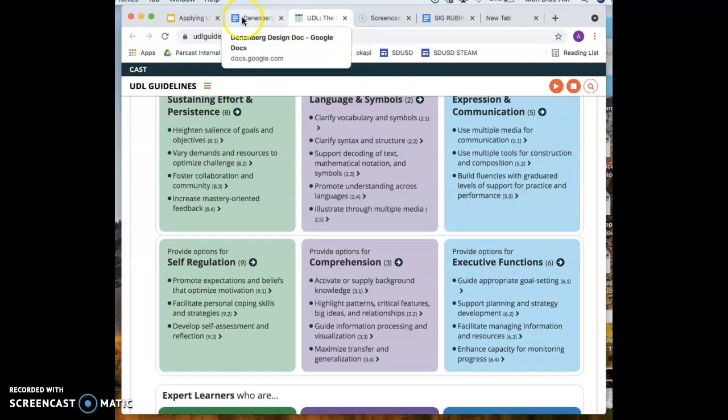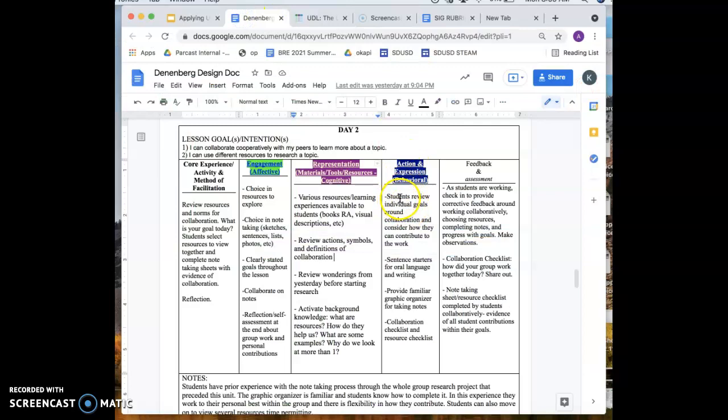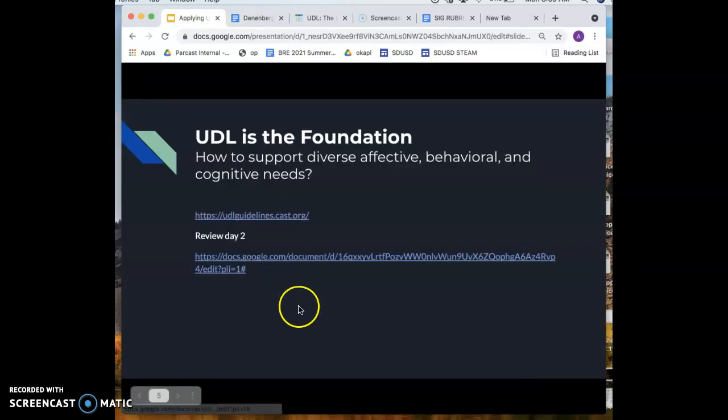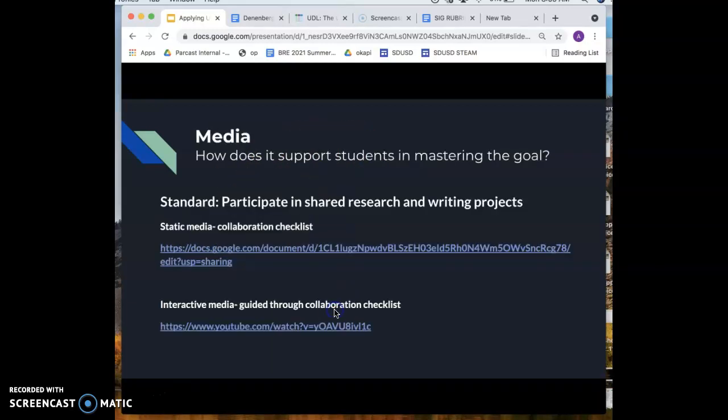So I've already talked about that a little bit, but students will set individual goals and review them regularly around collaboration and how they contribute to the work. There will be sentence starters for students as they write and talk. We will also have familiar graphic organizers for taking notes and checklists to help guide the thinking along the way. So you can see how UDL is embedded throughout the lessons each day and how it is the foundation.